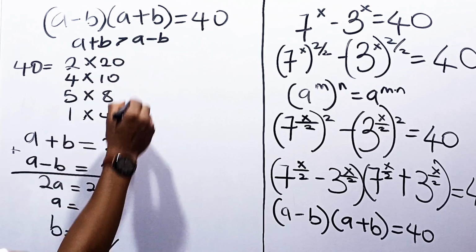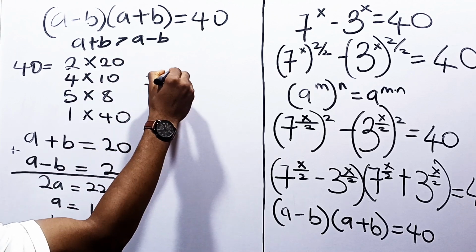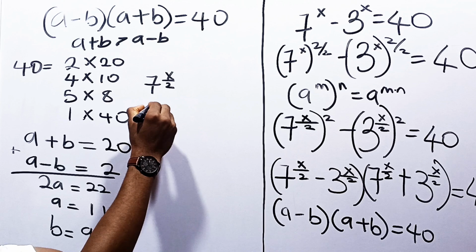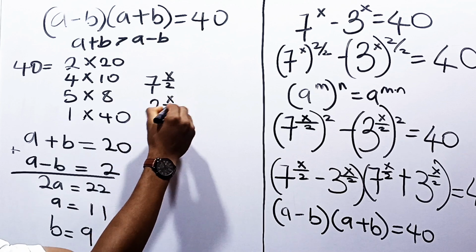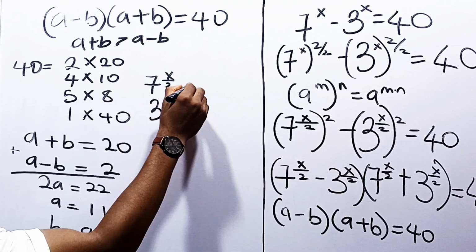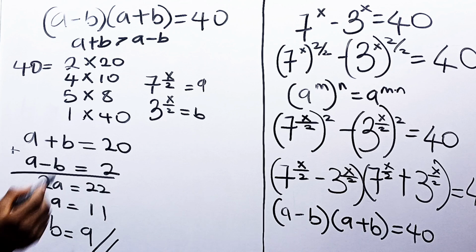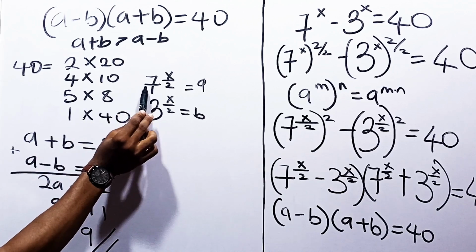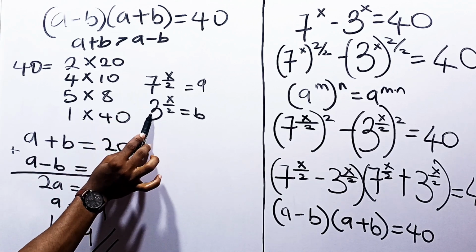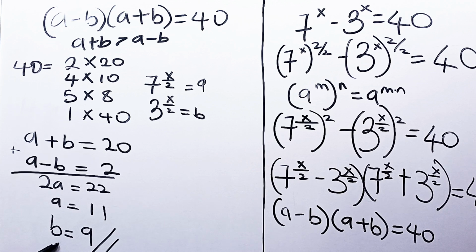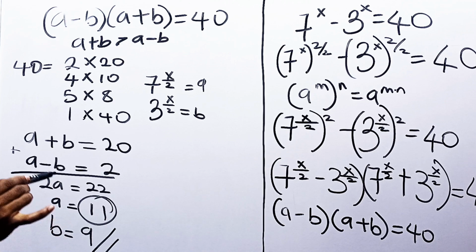Our a is 7 raised to power x over 2, and our b is 3 raised to power x over 2. Okay, now the rule out is that a has to be something in an index form of 7, and b has to be something in the index form of 3. And if you look here, b is in an index form of 3 because 9 can be expressed as 3 squared, but a is 11, and 11 cannot be expressed as the index form of 7. Okay, so we neglect this solution.